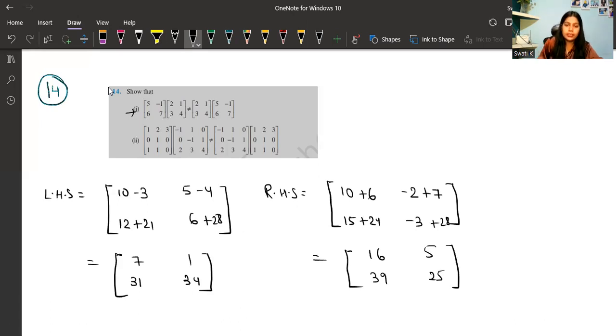Clearly, LHS is not equal to RHS, and this is what we wanted to show, hence proved. So we are done with this proof as well. Let's move to the second one.